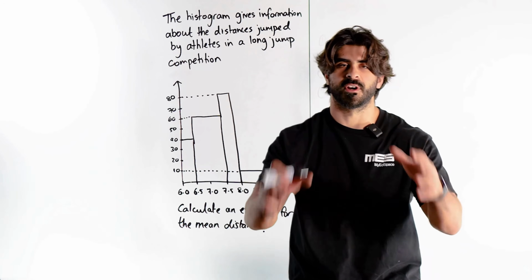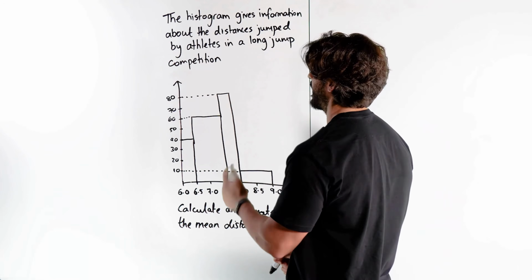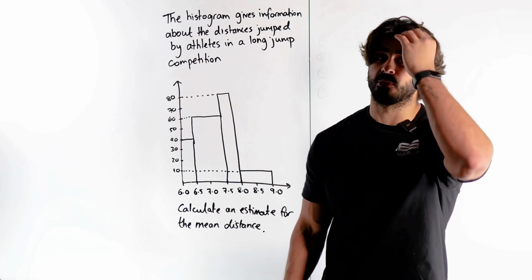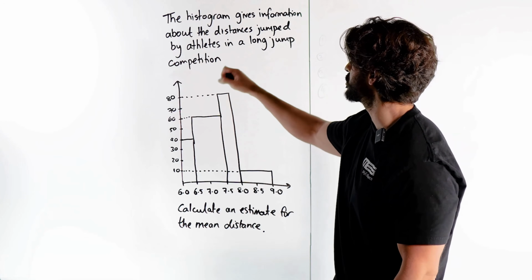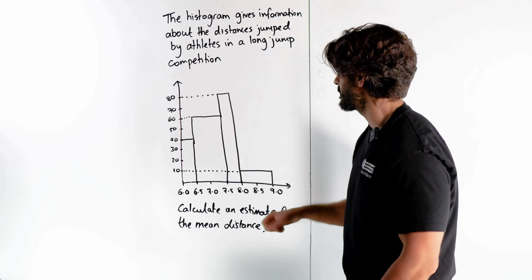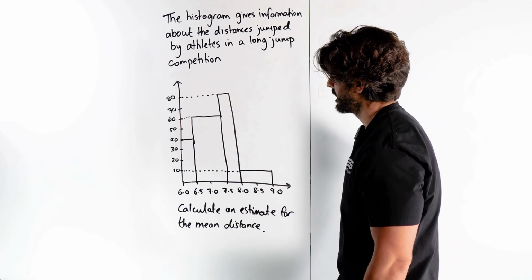GCSE histograms. One of my favorite topics because students hate histograms, but actually, if you think about it in a certain way, it's a very simple topic, okay? So it says, the histogram gives information about the distances jumped by athletes in a long jump competition. Here we go, here's my histogram. I've done these dotted lines to show you what they are matching up to.